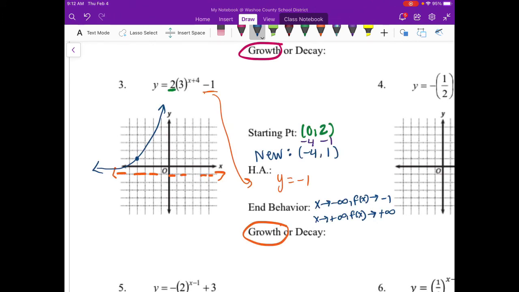Here is the answer I should have gotten for number 3. So again, that starting point, we're focusing on the number in front. That happens to be a 2. But then I'm shifting the graph -4, -1 based on the h and k, which means my new starting point is at -4, 1, with my horizontal asymptote being at that k value of -1. It is a growth, and then that is my end behavior.